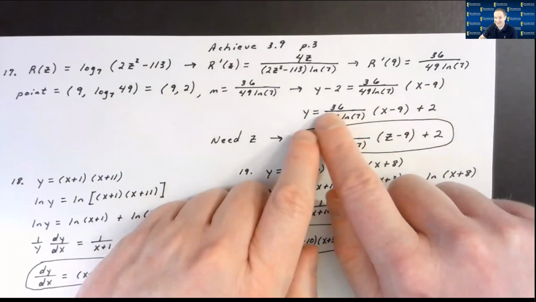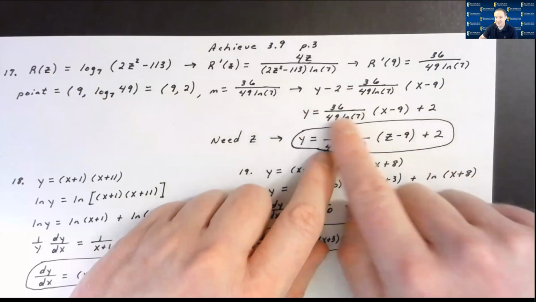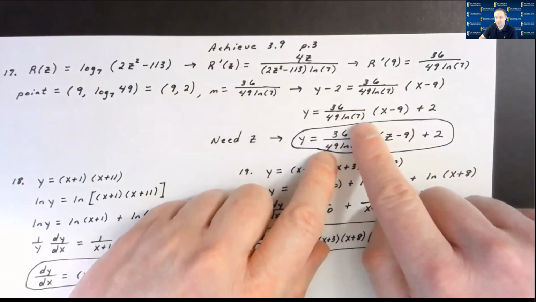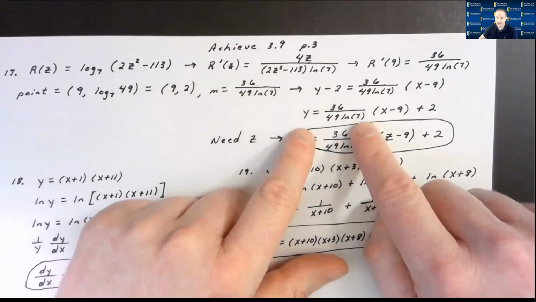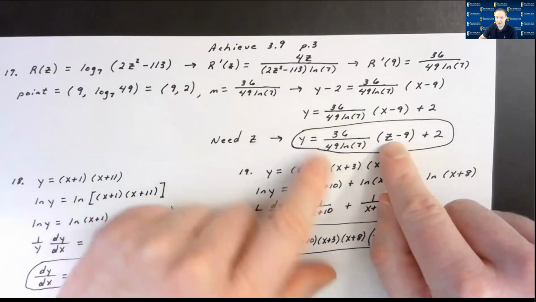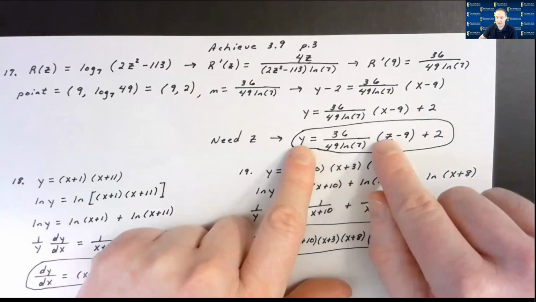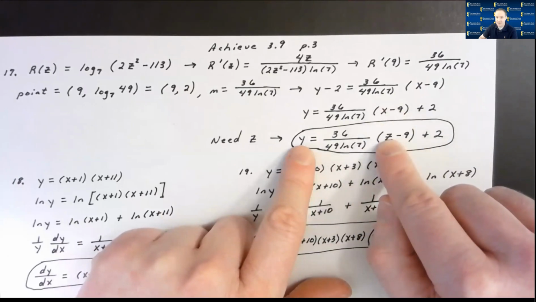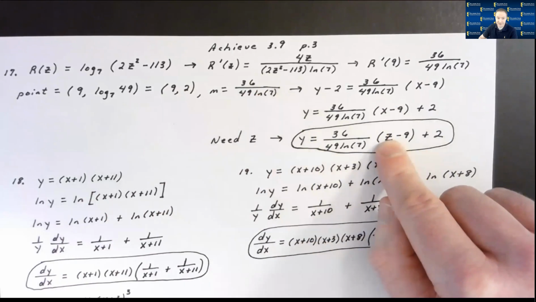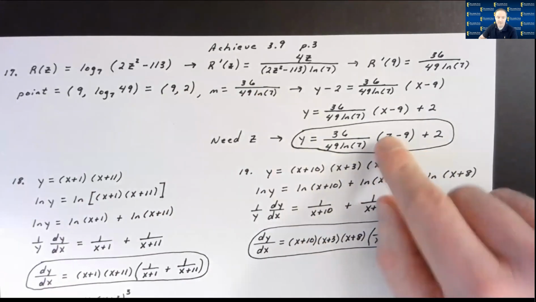Unfortunately, I entered this answer in Achieve and it was marked wrong. The reason it's wrong is it just needs a z in the place of x. So please do remember that. Your expression needs to have z for the independent variable. Other than that, it's just like the problems preceding it.